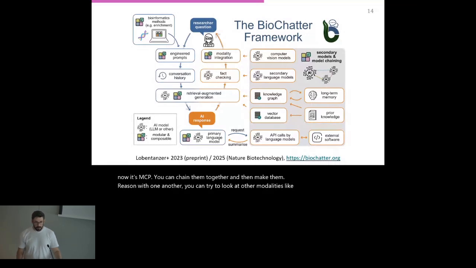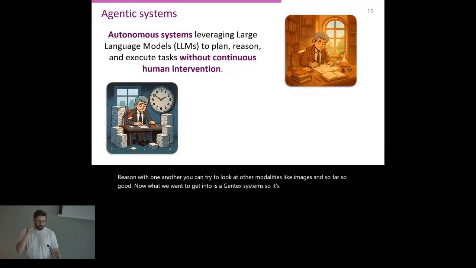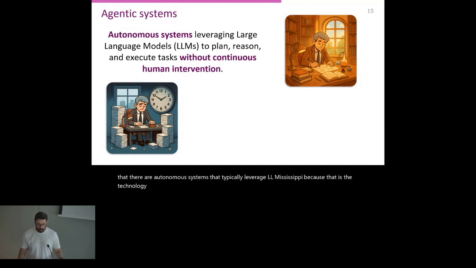Now what we want to get into is agentic systems. So it's important to define, because there's a lot of fluidity at the moment, what this even is. And for me, it means at the moment that there are autonomous systems that typically leverage LLMs, because that is the technology that we have. And they plan and reason and execute tasks without the need for continuous human intervention. And the level of intervention probably needs to follow the complexity of the task and maybe your requirements, as we may also have gotten from the previous talk.